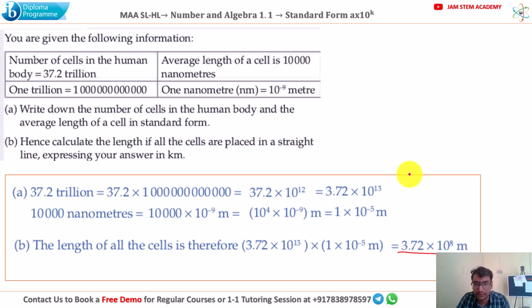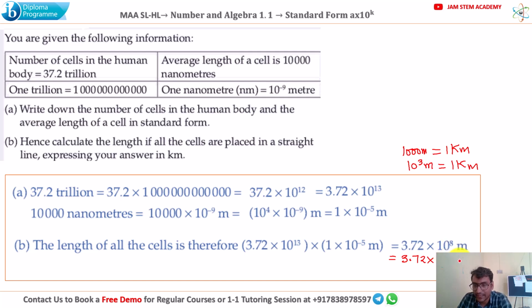We need to convert it into kilometers. We already have the conversion, right? 1000 meters gives 1 kilometer. It means 10 raised to the power 3 meters is 1 kilometer. So in order to convert it into kilometers, we can also write it as 3.72 times 10 raised to the power 5 times 10 raised to the power 3 meters.